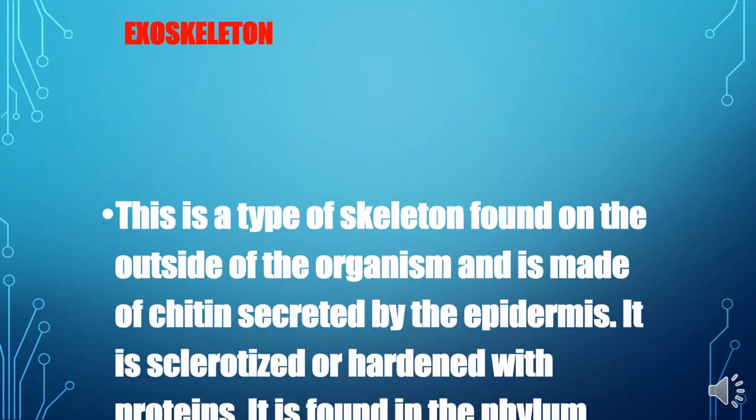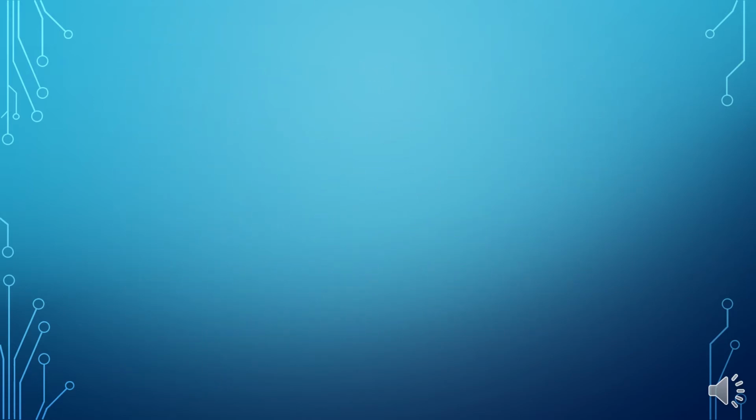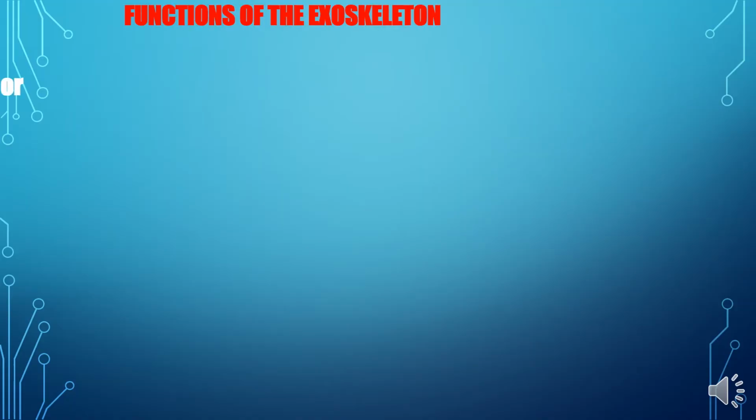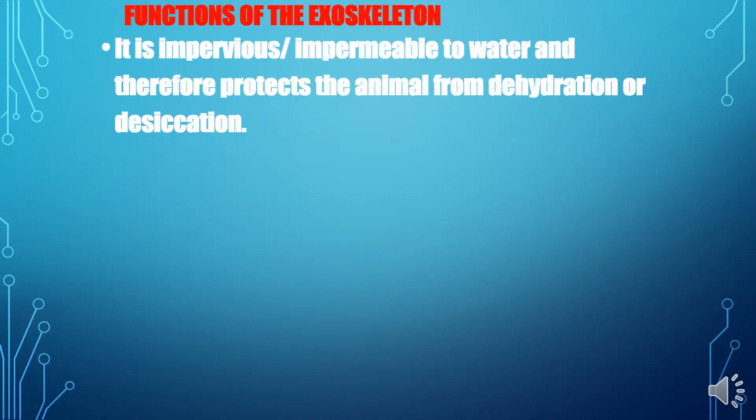Exoskeleton. This is a type of skeleton found on the outside of the organism and is made up of chitin secreted by the epidermis. It is sclerotized and hardened with proteins. It is found in the phylum Arthropoda, mainly in the class Insecta. Function of the exoskeleton: it is impervious, impermeable to water, and therefore protects the animal from dehydration or desiccation.